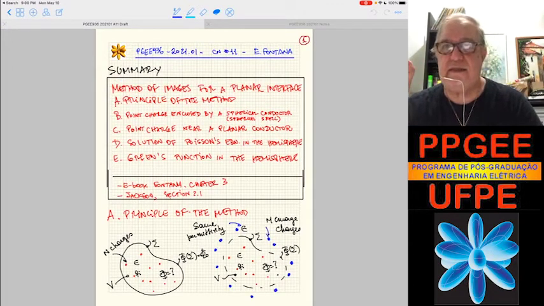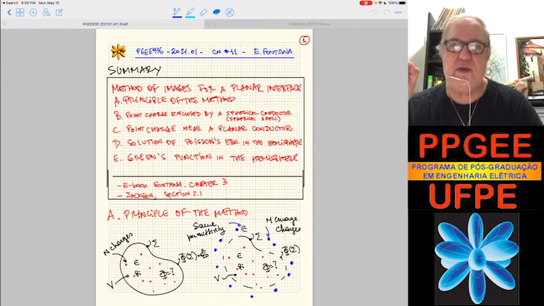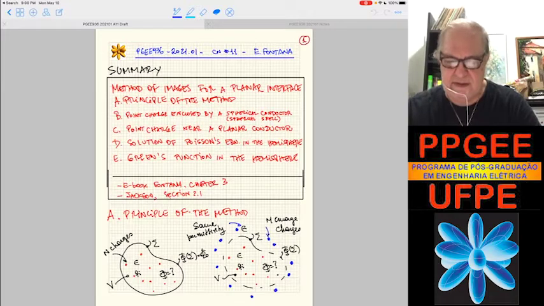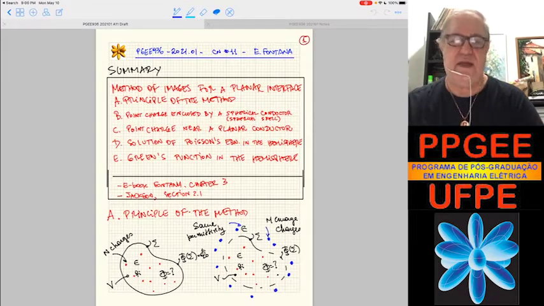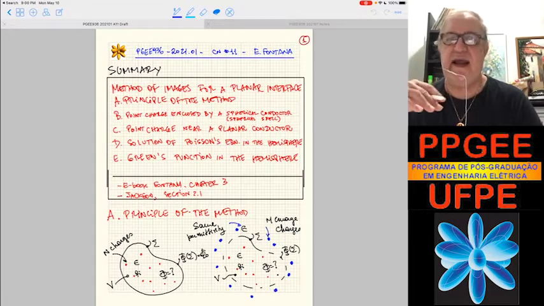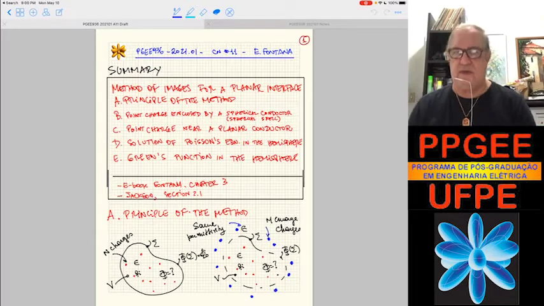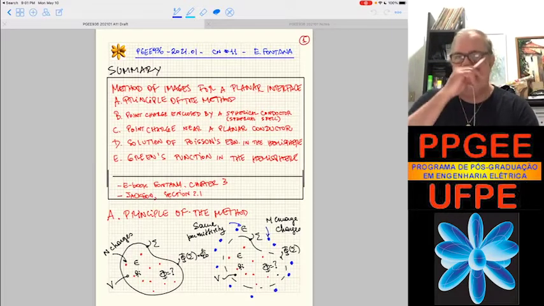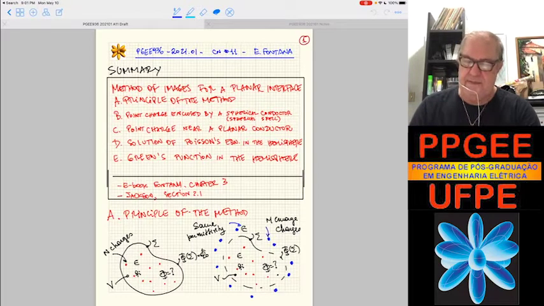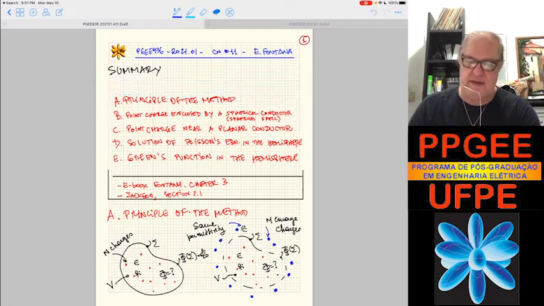This method is interesting because we can use it to know how to build Green's functions, how to construct Green's functions for different boundaries. Okay, we are going to construct today the Green function for a planar boundary and an arbitrary charge distribution nearby this boundary. So to do that, we are going to look into the method of images.